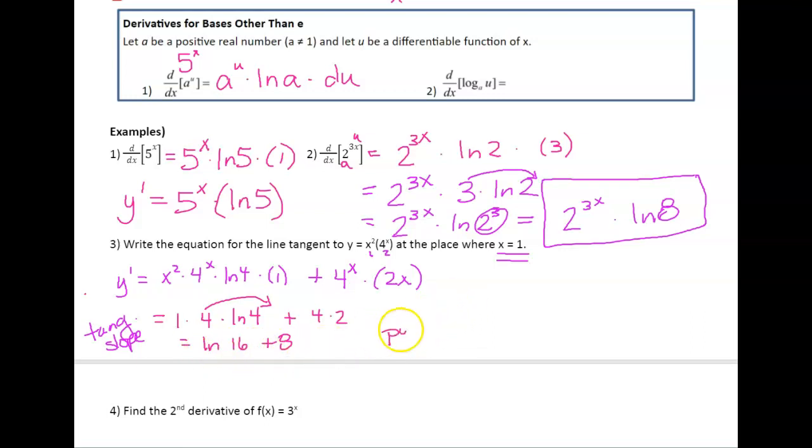Our point, we need to find. So 1, and I need to plug 1 into the original. So 1 times 4 is 4. So our equation is y minus y1. Now our slope is kind of complicated, so I would put that in a parenthesis. And then x minus x1. And distributing isn't going to make this look nicer, so I would leave your answer just like that.